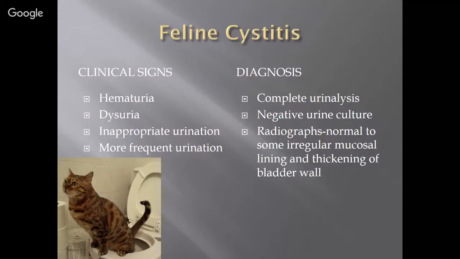Clinical signs that we're going to see: hematuria, there's blood in the urine. Stranguria is straining to urinate. Dysuria is they are urinating abnormally. Inappropriate urination means they're going in places they're not supposed to.